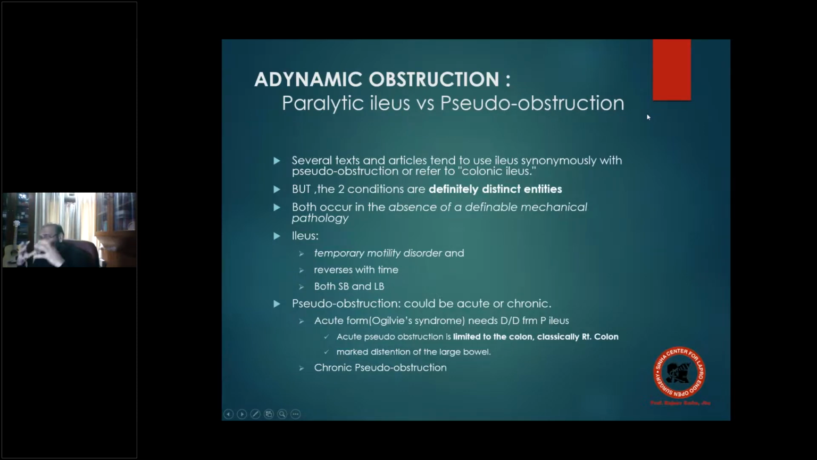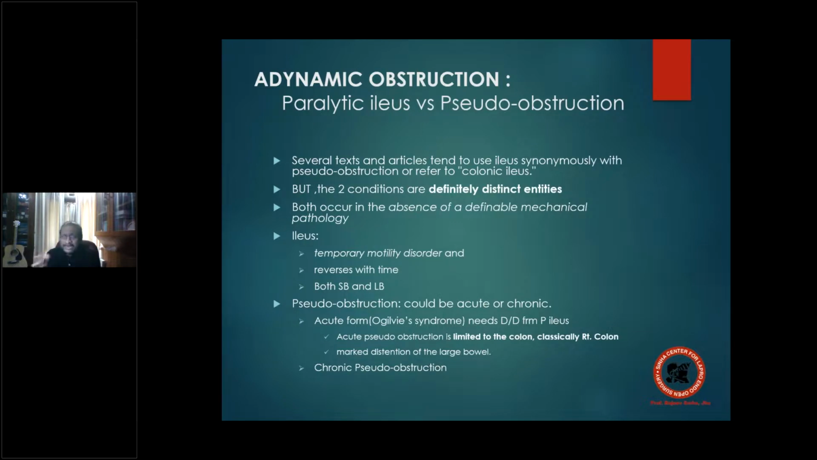Now coming to the first one, adynamic obstruction: paralytic ileus versus pseudo obstruction. This is where the whole problem lies in adynamic obstruction. Why? See the first line. Several texts and articles tend to use ileus synonymously with pseudo-obstruction or refer to both of them combined as colonic ileus. But let me tell you one thing, these two conditions are definitely distinct entities. There is a tendency to confuse both of them and combine both of them as one single entity, but that's not true. Both of them are different. Both occur in the absence of a definable mechanical pathology. There's no mechanical pathology.